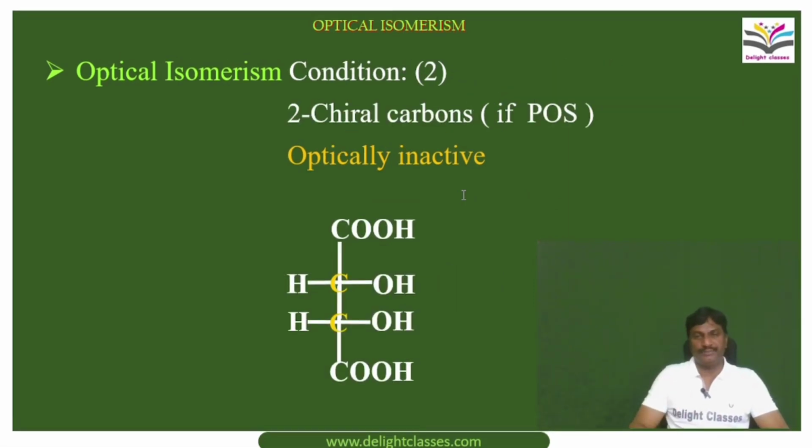Condition number 2. If two chiral carbons are there, then we have to see if a plane of symmetry is there.